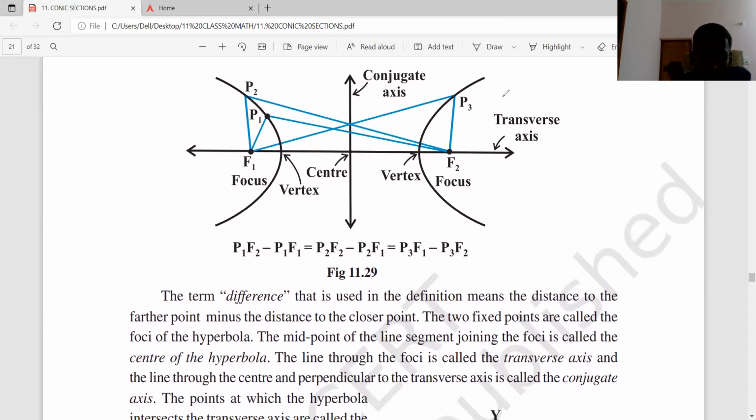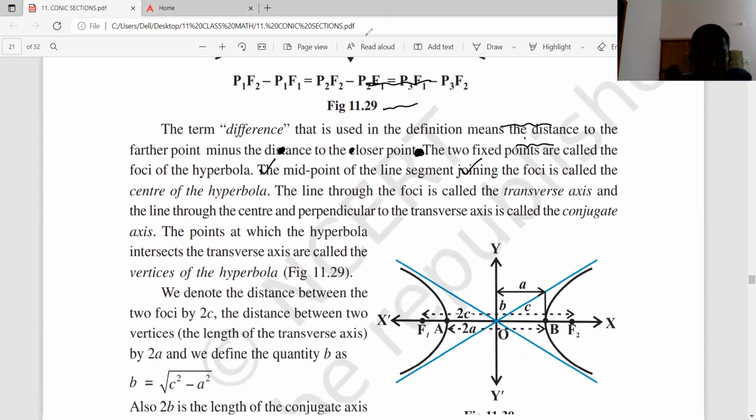Here also, this is the conjugate axis, and this is the transverse axis, and these are the foci, together we call them foci, and this is the center. Of course this is the vertex. In a parabola we learned the vertex: the point of intersection of the axis and the parabola. In this case, the point of intersection of the axis and the hyperbola is the vertex. So here you have two vertices.